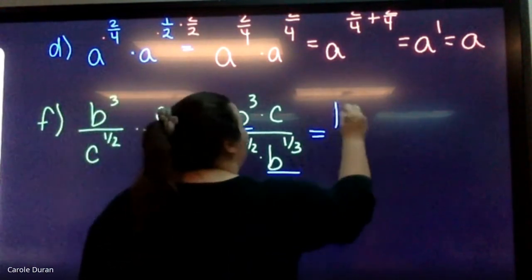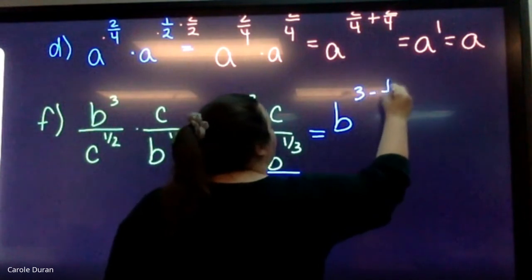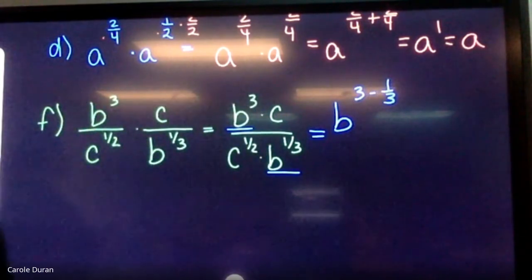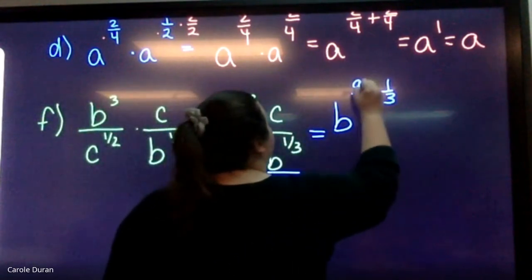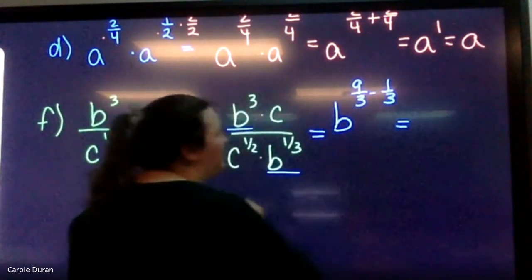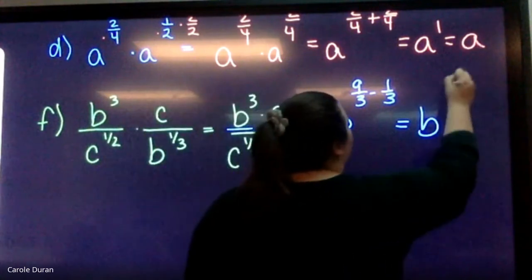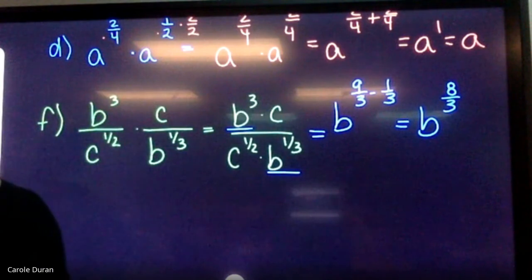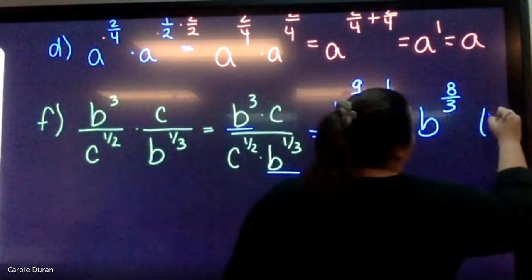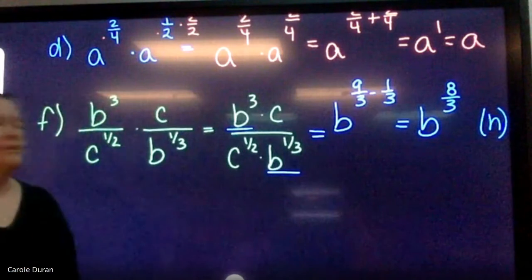So this becomes b to the 3 minus 1/3. Of course, I can't just subtract a whole number and a fraction. I need to change that whole number into a fraction with a denominator of 3. So 3 is the same as what over 3? 9. So I'm going to change that. And I know that that specific term then becomes b to the 8/3. Are we all okay with that? And that's in my numerator, so I'm going to put an n in parentheses by it, so I know that means the numerator.